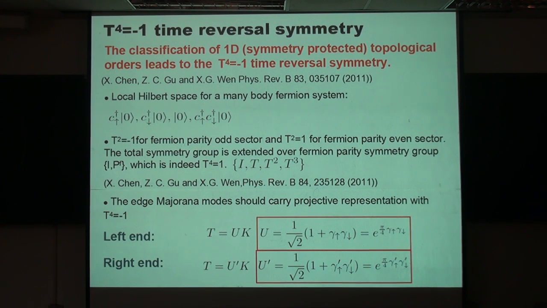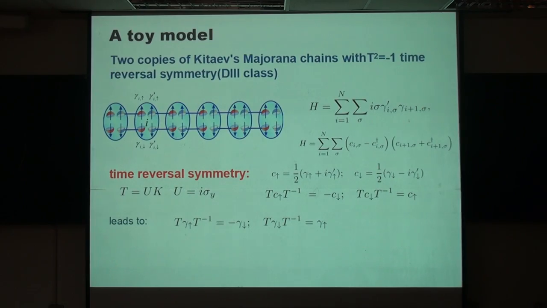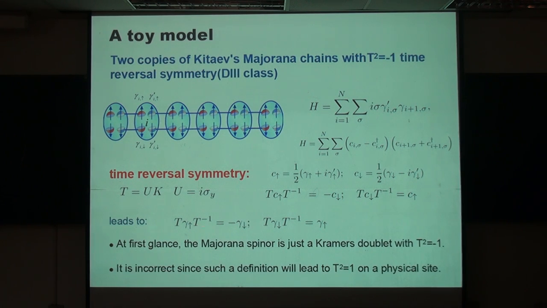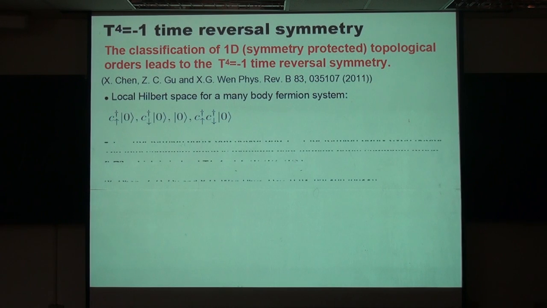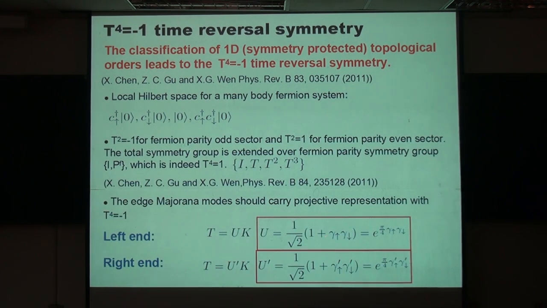In this way, the operator algebra is correct. Basically you can map gamma up to minus gamma down and gamma down to gamma up. This is a very simple exercise because when you commute this gamma up to gamma down, this pair anti-commute. So that's why you can get this additional sign. But on the other hand, you can easily check that this time reversal operator satisfies the algebra T to the fourth power equals minus 1.